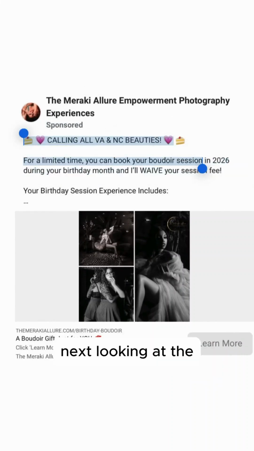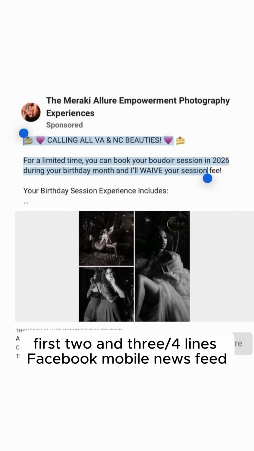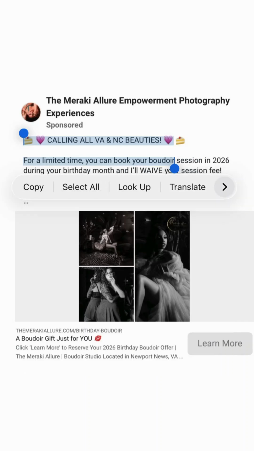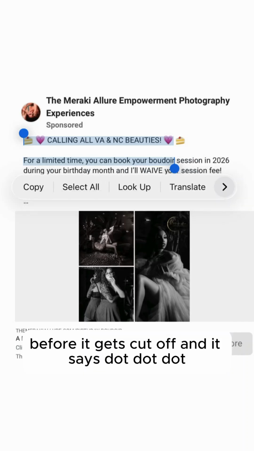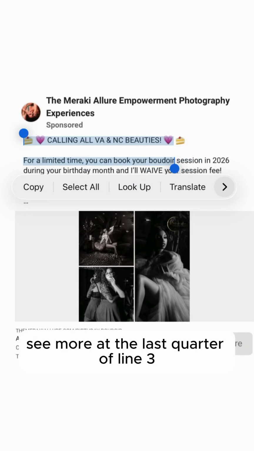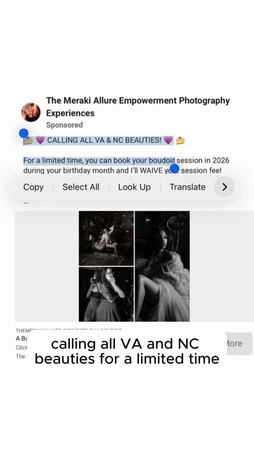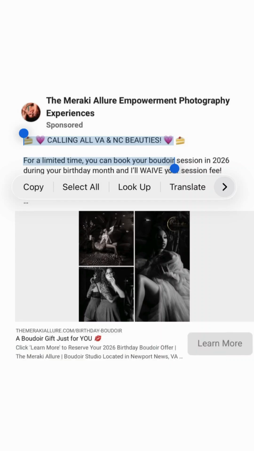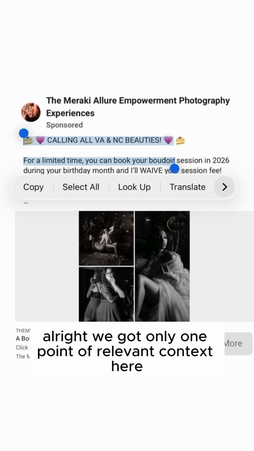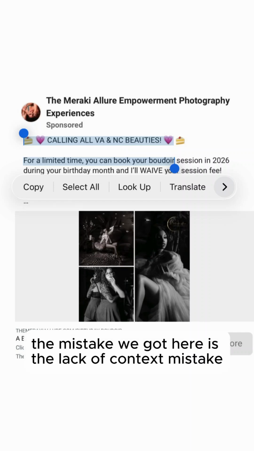Next, looking at the see more headline: the first 2 3/4 lines on the Facebook mobile news feed before it gets cut off, and it says see more at the last quarter of line 3. Calling all VA and NC beauties. For a limited time, you can book your boudoir. All right, we got only 1 point of relevant context here. So the mistake we got here is the lack of context mistake.